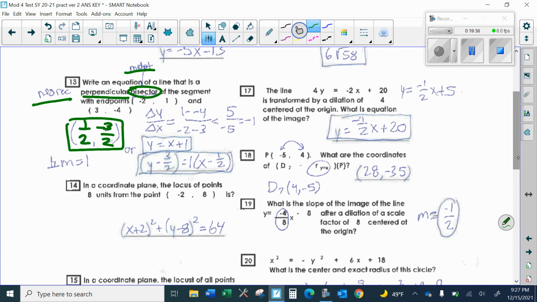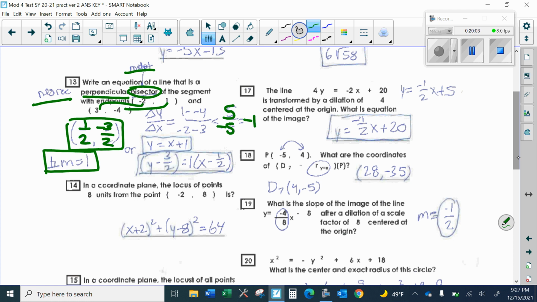And I need the perpendicular slope. So I need to find the slope between those 2 points, which is change in y over change in x. 1 minus -4 is 5, and -2 minus 3 is -5, which simplifies to -1. That's the parallel slope. I need the negative reciprocal. So the negative reciprocal of -1 is positive 1. There's your perpendicular slope.